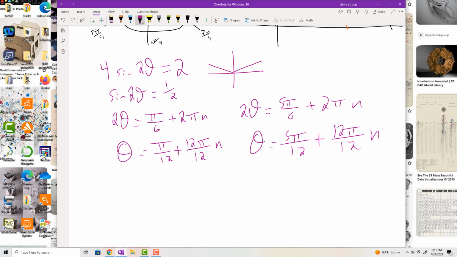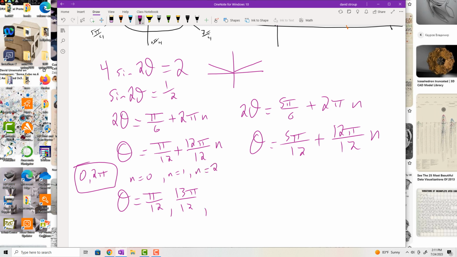So I need to find all angles in between 0 and 2 pi. So I start when n equals 0. I get theta equals pi over 12 plus 0. And then when n equals 1, I'll get 13 pi over 12. And then when n equals 2, I'll get too much, right? It'll be 25 pi over 12, so I don't get any more. No more help. Okay, and the other guy, starting at n equals 0 again, I get theta equals 5 pi over 12.